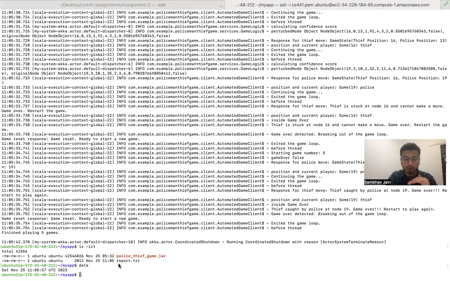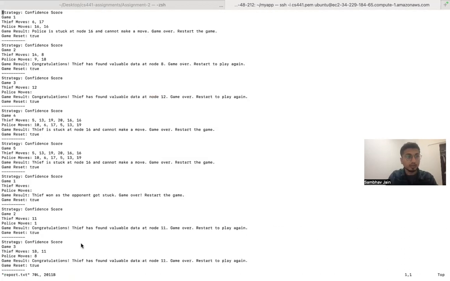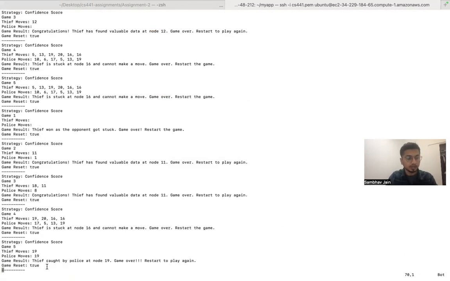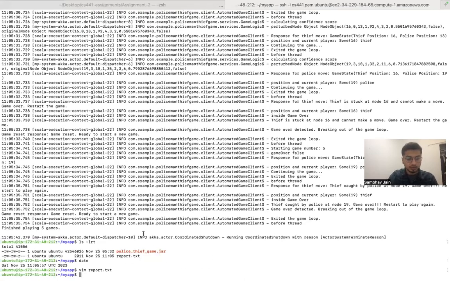So the earlier one was overwritten, right? The earlier one got removed and we got the new report.txt, and we can check it and we will be able to see the games played here. So thief caught by police at node 19, and game number 4 has 19, 26, 17, 15, 30. Yeah, thief is stuck at 16. So that's what the scenario is. And the last game was thief caught at node 19. Yeah, it is correct.